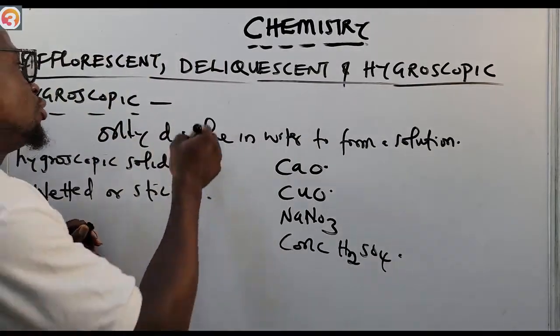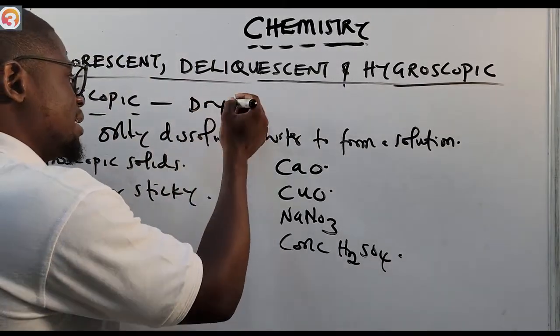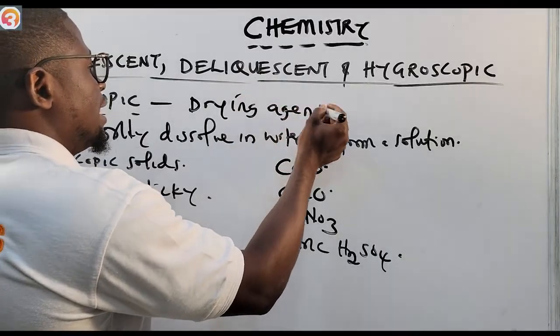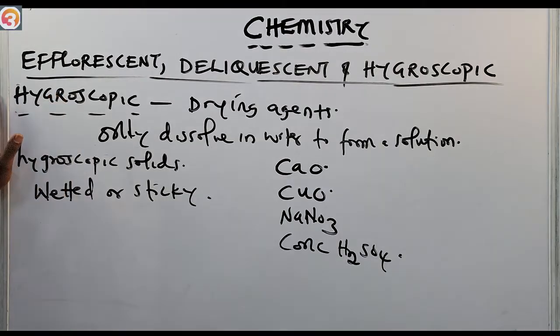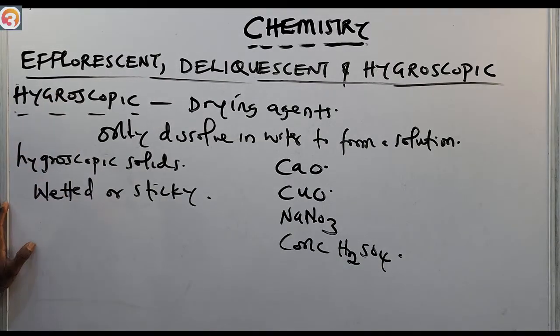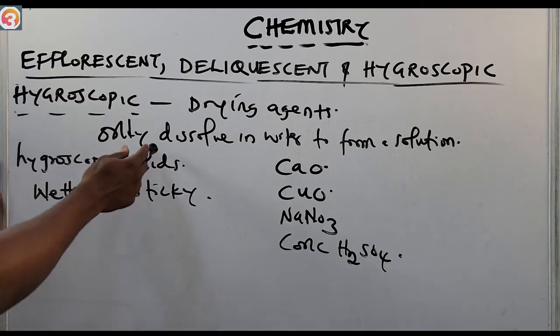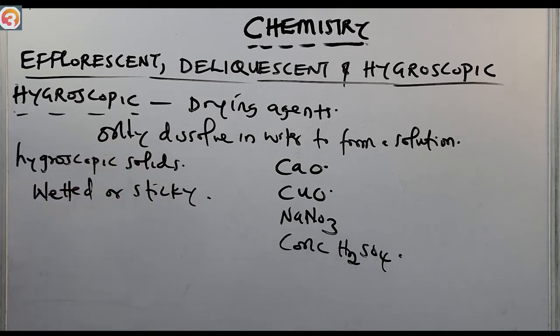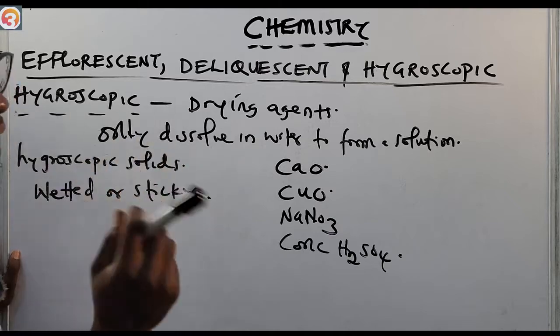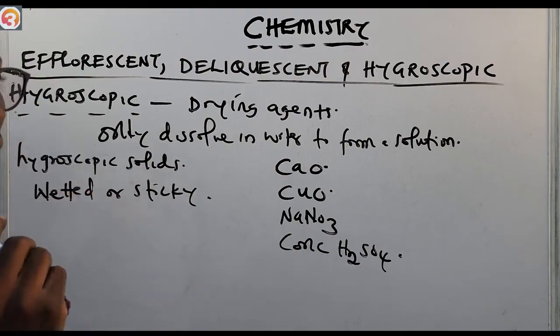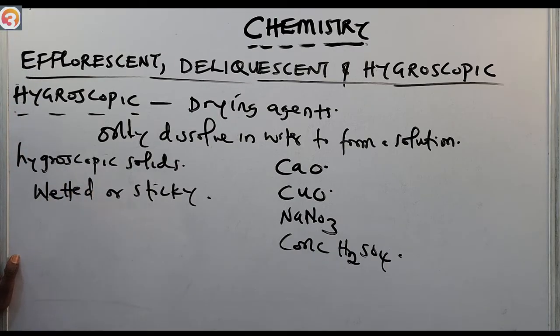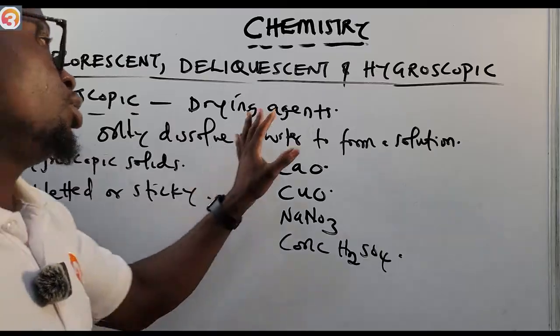Hygroscopic substances are also useful, just like deliquescent substances, as drying agents. So that is it about efflorescent, deliquescent, and hygroscopic substances. Let me go over hygroscopic again. They absorb moisture just like the deliquescent substances when exposed. They dissolve in water to form a solution if they are liquids. But hygroscopic solids are made wetted or sticky by the water that they absorb. We talked about some examples, and they are also useful as drying agents.